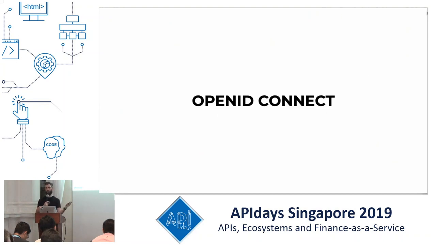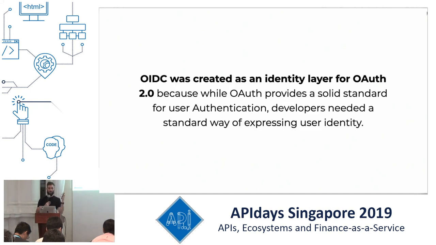Now, OpenID Connect. We've used it before. A few less people. OpenID Connect is basically you take OAuth and put an identity layer on top of OAuth, and you have OpenID Connect. It was created as an identity layer for OAuth 2. Because OAuth is only for limited authorization, OpenID Connect handles authentication as well.